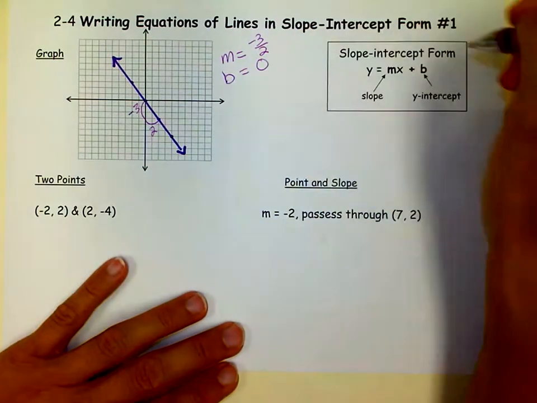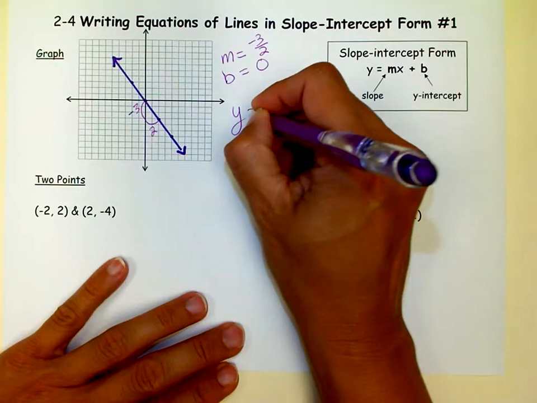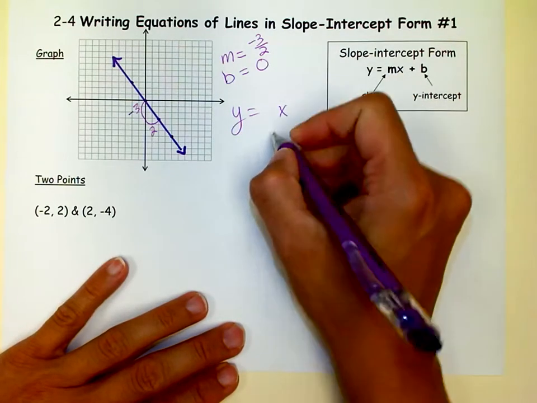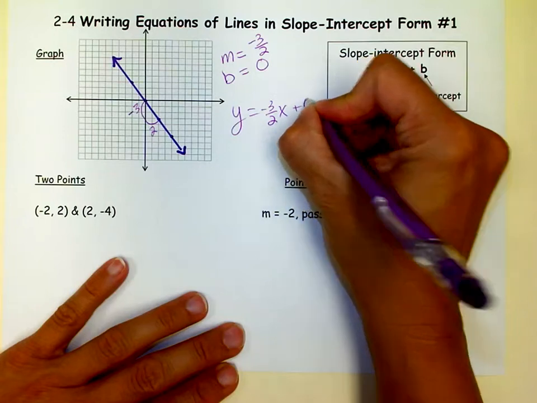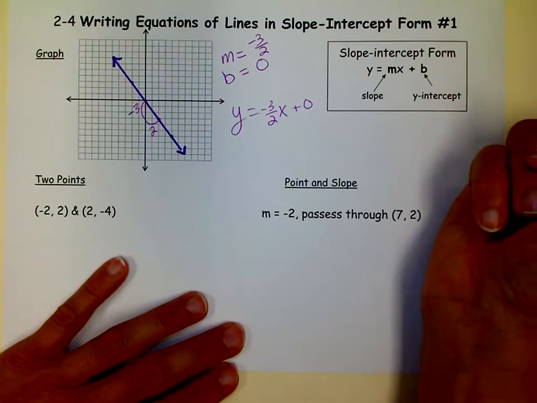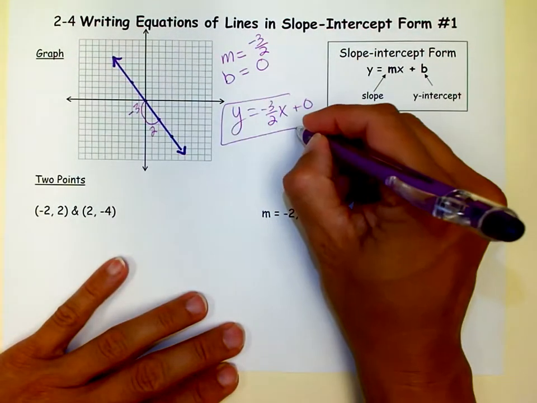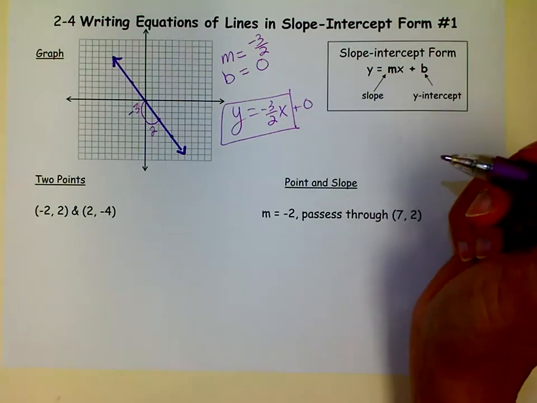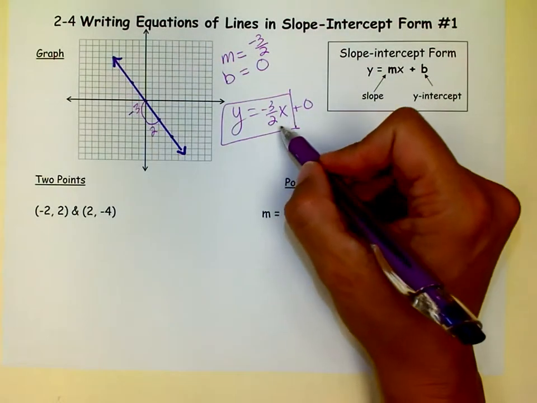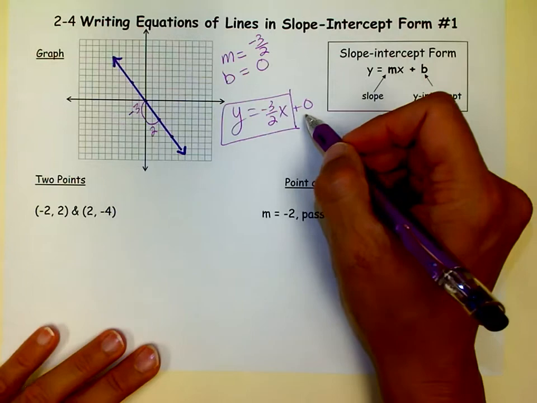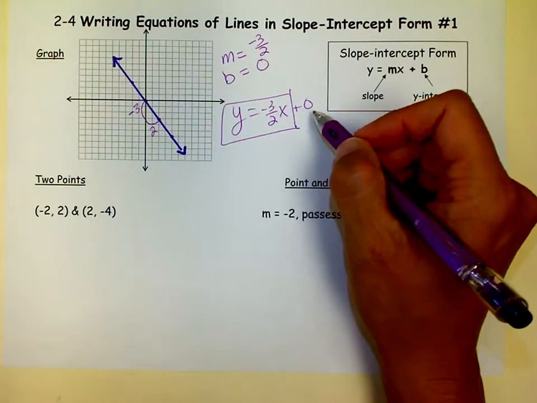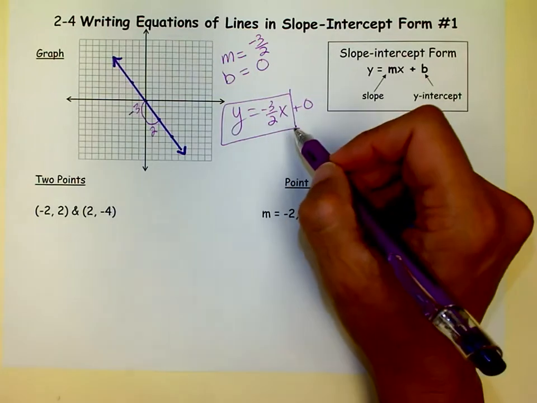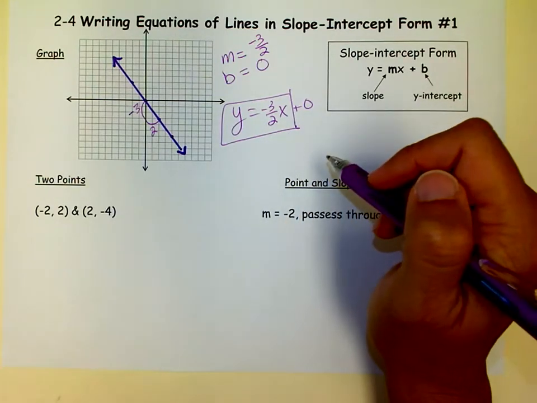Once I have that, it's easy to write it in slope-intercept form. Because slope-intercept form says put the slope in front of the x as its coefficient and put the y-intercept there. Now you don't need a +0. I just put it there so you can see that that's where the y-intercept would go. This is acceptable. I don't think a teacher would normally count you off for +0 because adding 0 doesn't do anything to it, but it just looks better to write it like this. But you can ask your teacher.